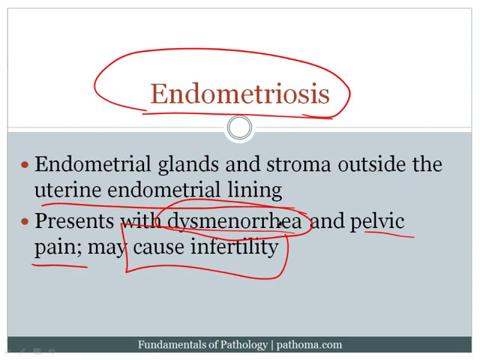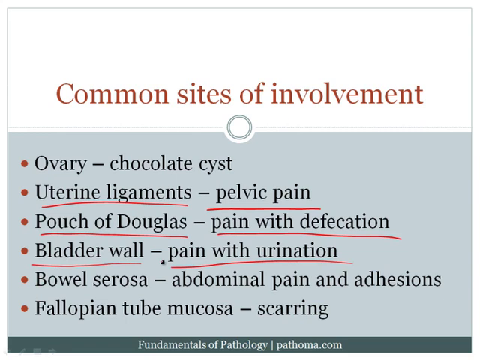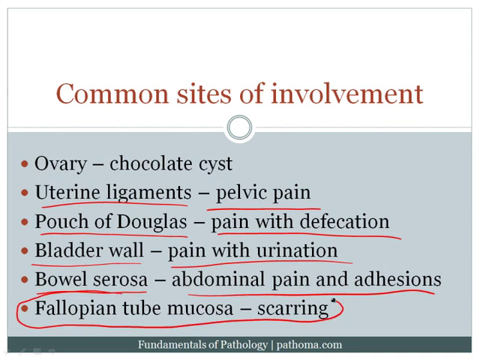What's probably most important is to recognize that the current prevailing theory is the retrograde menstruation theory. When you have endometriosis, there are some common sites of involvement. The most common site is the ovary, and the classic problem within the ovary is called a chocolate cyst. I'll illustrate that in a few minutes when we get to the next slide. Other places include the uterine ligaments, which would cause pelvic pain, the pouch of Douglas, which would give pain with defecation, the bladder wall, which would give pain with urination, the serosa of the bowel, giving abdominal pain and adhesions, and the fallopian tube, which can result in scarring.